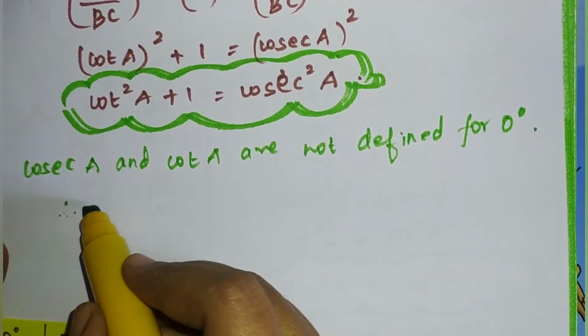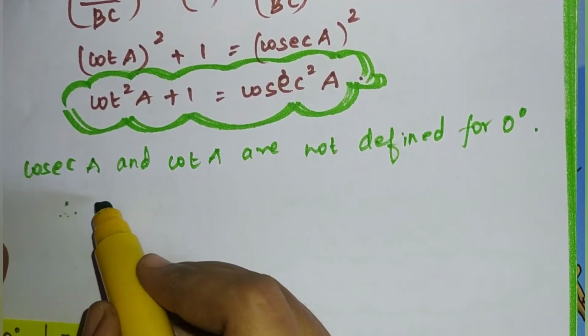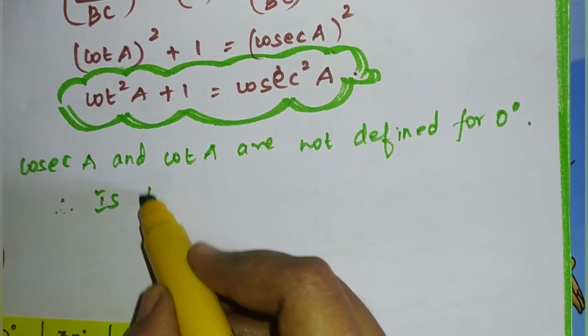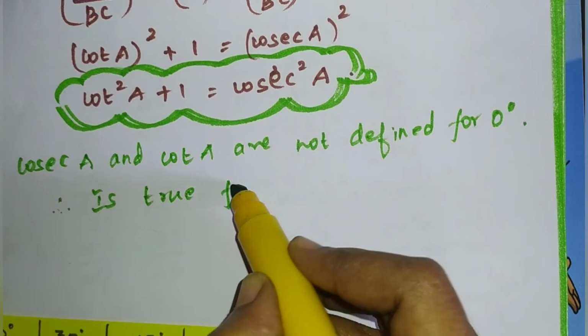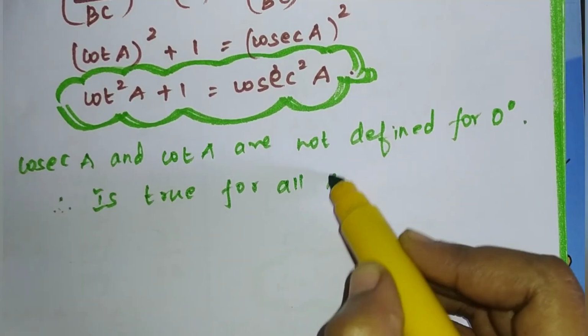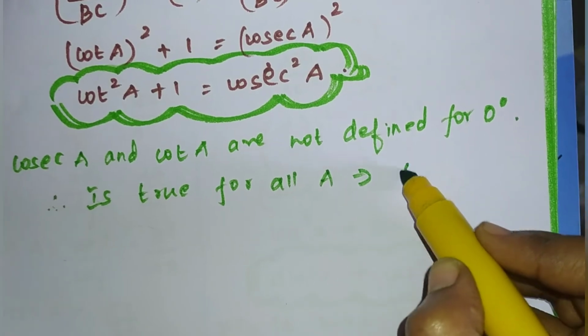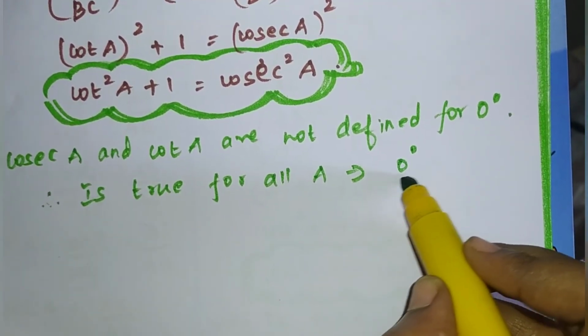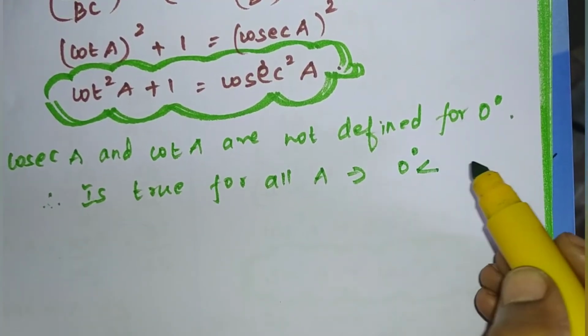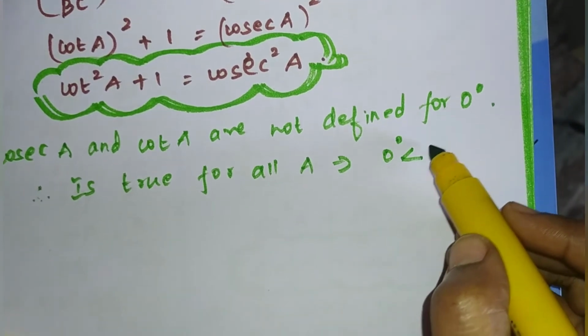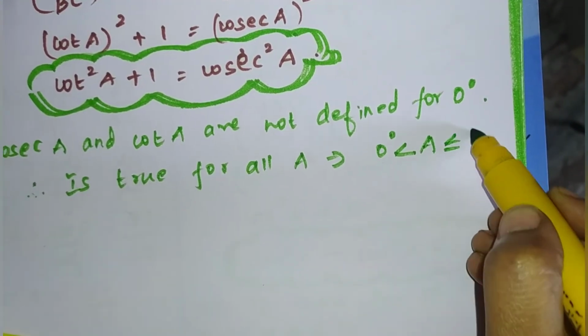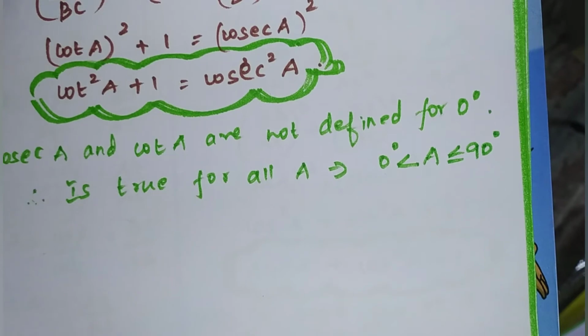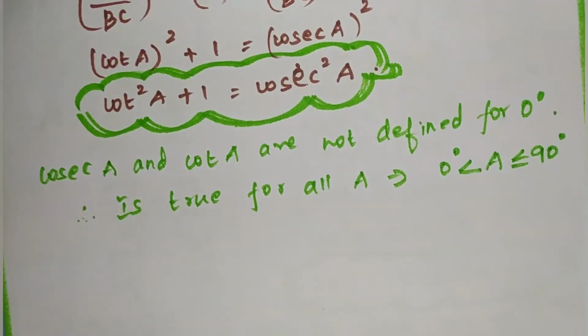Therefore, this trigonometric identity is true for all A such that 0 degree, it should not include 0 degree. Just write less than alone. Clear? 0 less than A less than or equal to 90 degree.